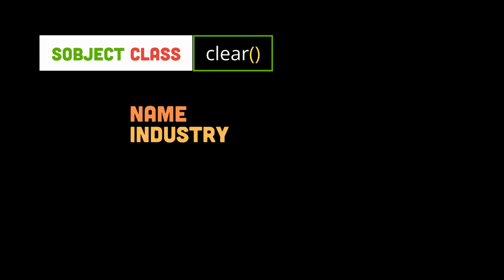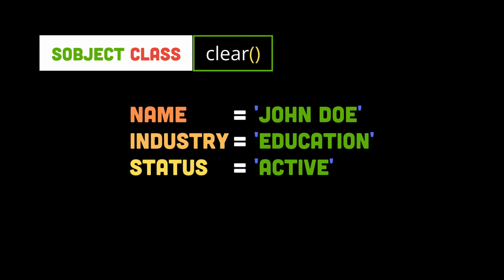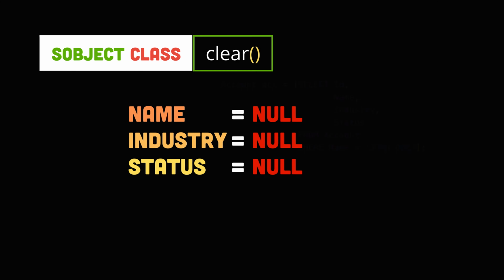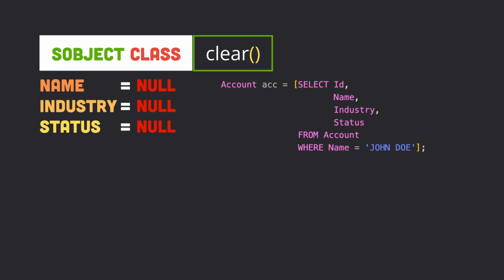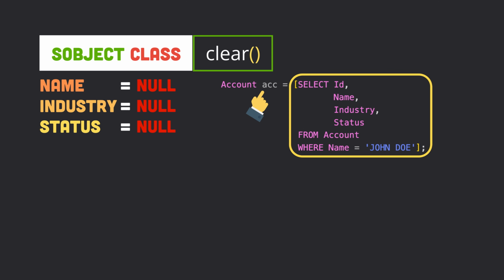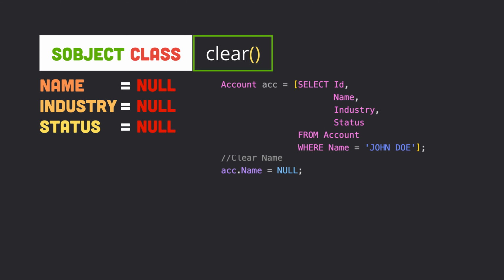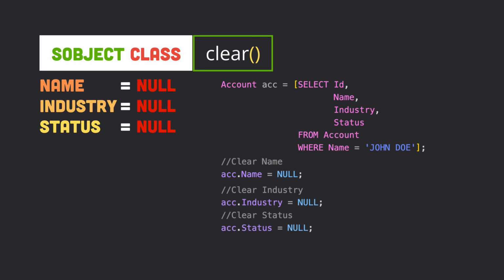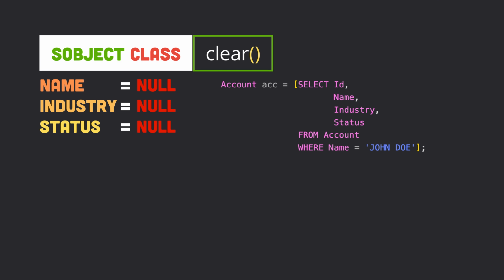Finally, we have a few account fields with their values. Our task is to make them null or empty. Let's think of these fields as retrieved using a SOQL query and stored into a variable. For a normal user, the process of clearing fields would be to clear each field individually. But here's how legends do it using the clear method.